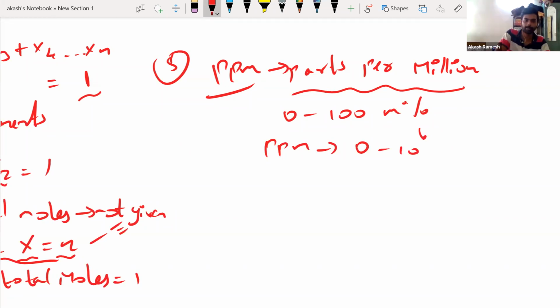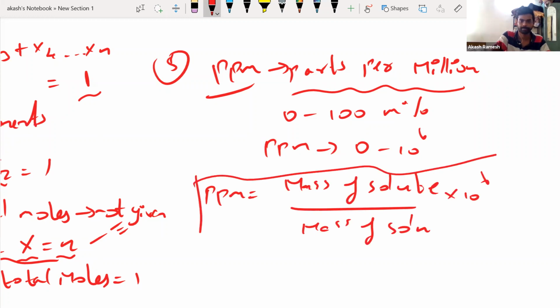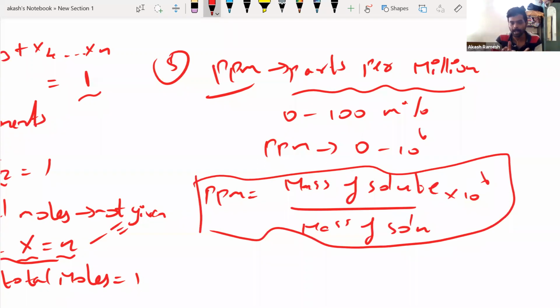Now the ppm formula will also be very similar. It's equal to mass of the solute divided by mass of the solution. If it is mass percentage, you put 100. If it is ppm, you put 10 to the power 6 in the numerator. That's it. This is the formula for ppm. So the only difference is, for 100 grams we say how much is the solute; if I have 1 million grams, what is the mass of solute? That is basically what ppm is.